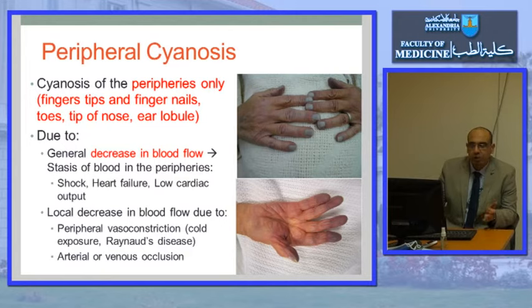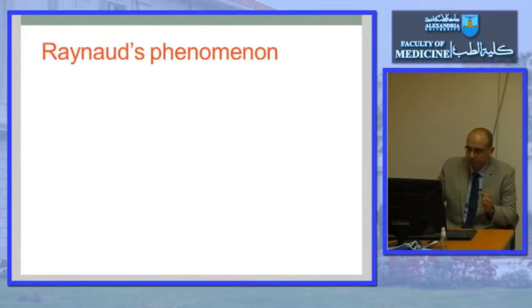So any cause of decreased blood flow, general cause like in shock, heart failure, or decreased cardiac output, where there is decreased movement of blood in the circulation, will cause peripheral cyanosis. Or there is a local decrease in a certain area like in peripheral vasoconstriction as in cold exposure or Raynaud's disease, or there is arterial or venous occlusion, which cause peripheral cyanosis.